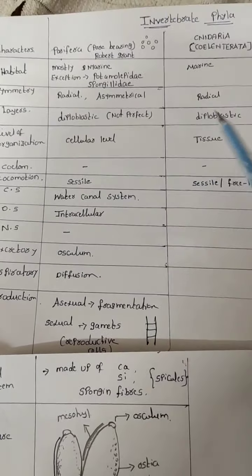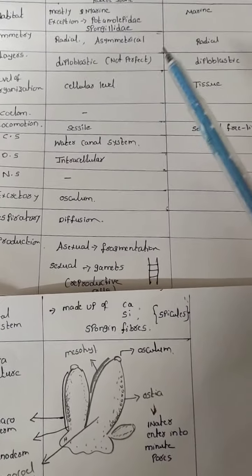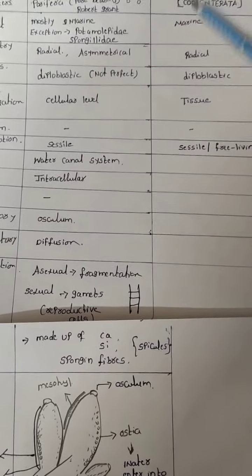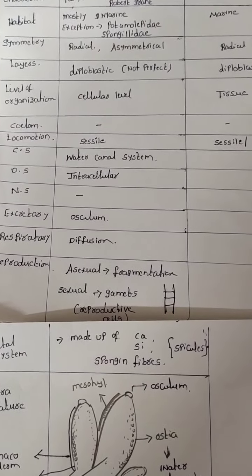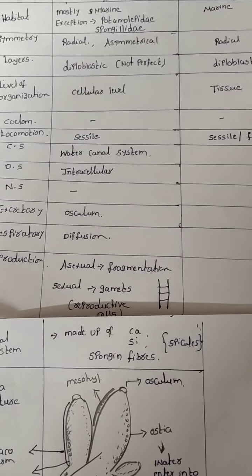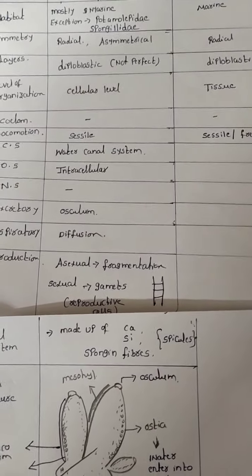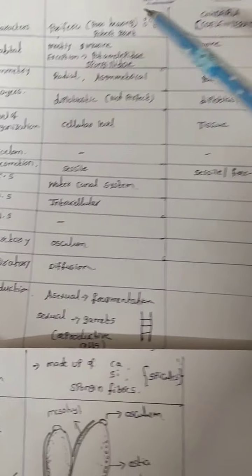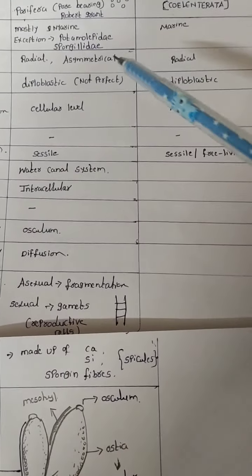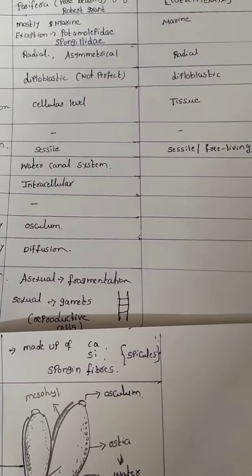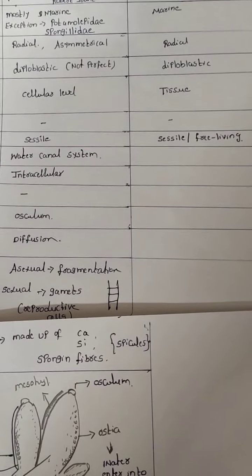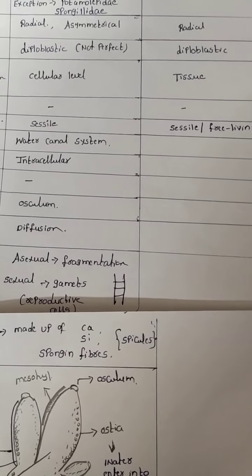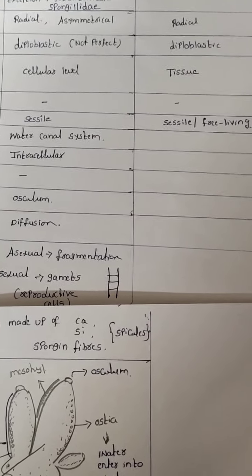Keep in mind, the first three phyla are diploblastic, and all the remaining are triploblastic, but some exceptions are there. Next, also the same thing, symmetry: in the first three phyla mostly the symmetry is radial, and the remaining all are bilateral symmetry, with some exceptions.